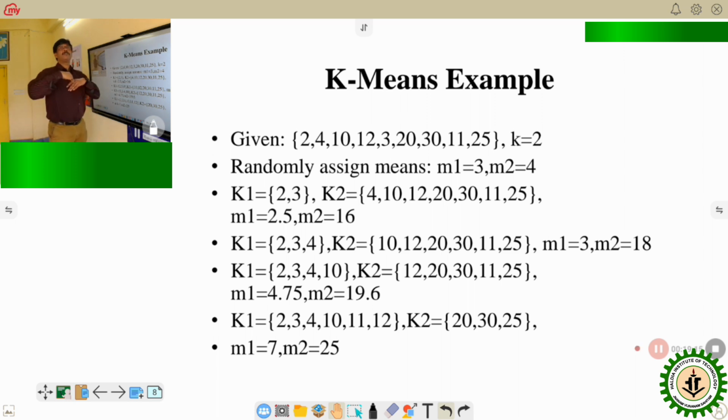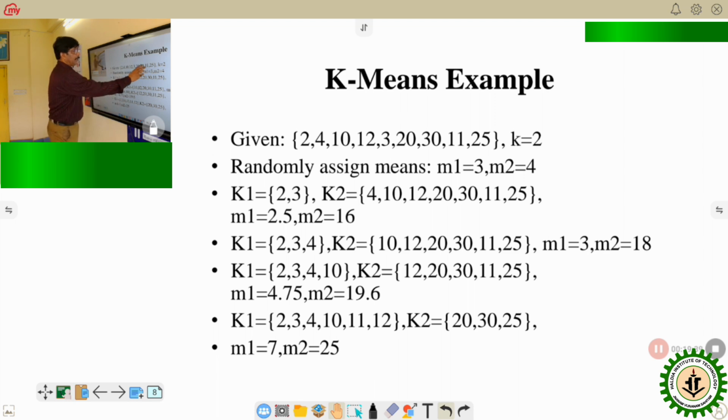So again you have to modify the clusters. With 4.75, we go to the first data point 2. The distance from 4.75 to 2 is 2.75. The distance from 19.6 to 2 is more. As this distance is more, the 2 belongs to the first cluster.